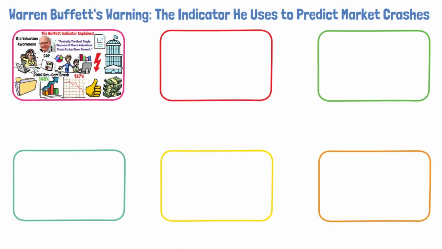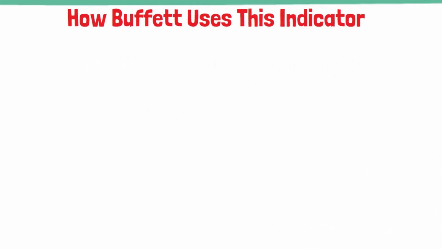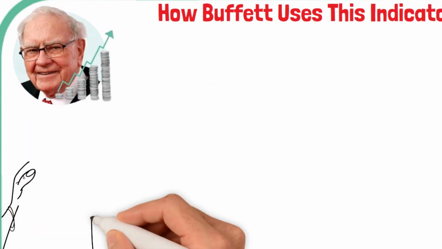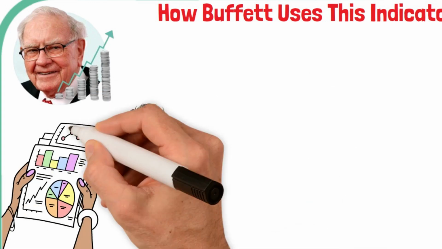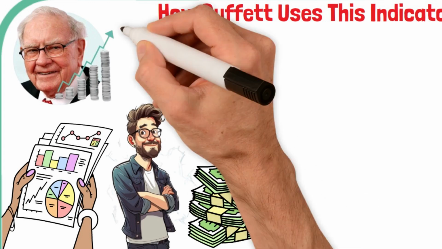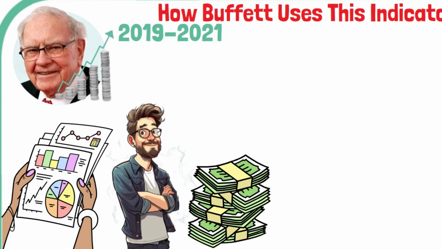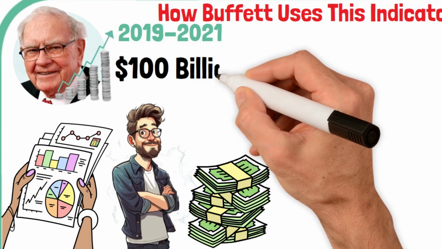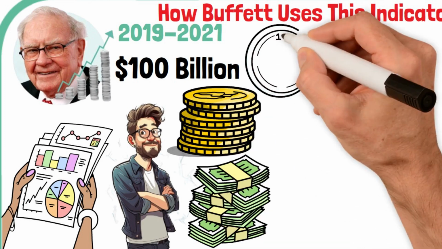How Buffett uses this indicator. Warren Buffett's investment strategy doesn't stop at just identifying overvaluation. He takes specific actions based on what his indicator tells him. Let's break down his playbook. First, when the indicator signals extreme overvaluation, Buffett builds cash. During 2019 to 2021, Berkshire's cash hoard swelled to over $100 billion because Buffett found few stocks priced attractively. This wasn't mere coincidence. The Buffett indicator was blinking red.